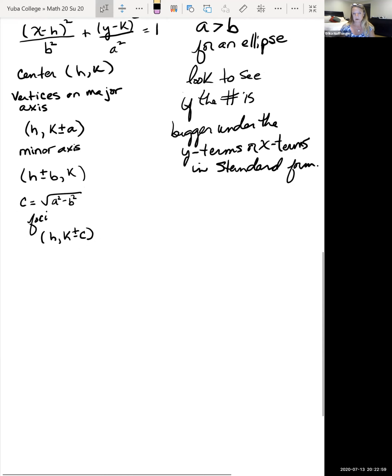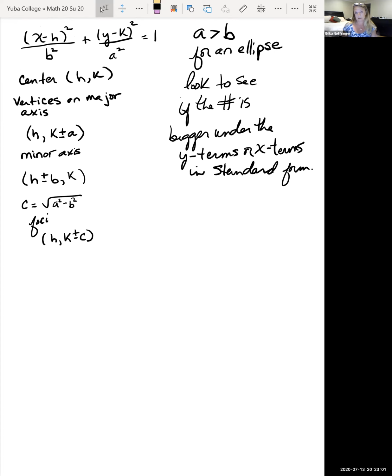With a circle, we were able to divide everything through by the coefficient in front of x squared and y squared and make it 1 so we could complete the square. Well, if our coefficients are not the same in front of x squared and y squared, we can't do that to complete the square. And so we have to manipulate it a little differently when we complete the square this time. And so let's look at the following.